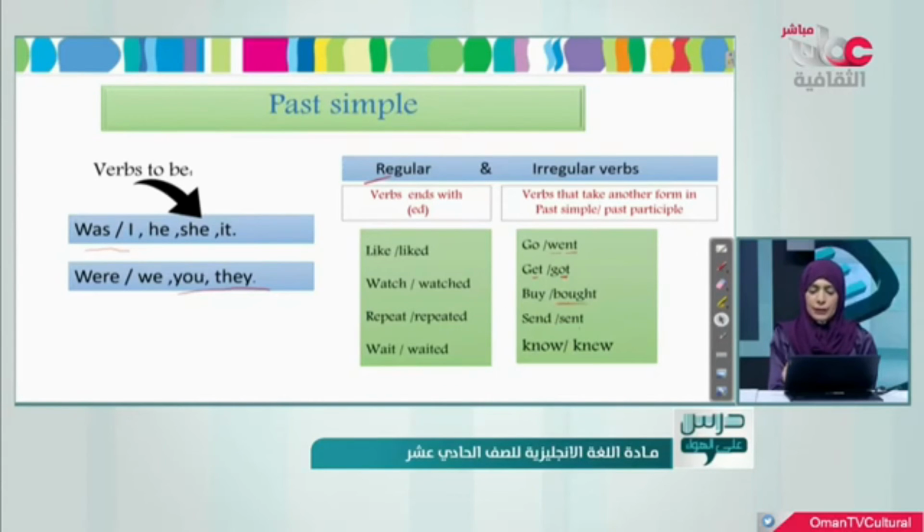Send and sent, the only change is the consonant, which is the last letter, D, changed to T. Know and knew, also a change in the vowel letters. Compared to the regular verbs, it only added ed.